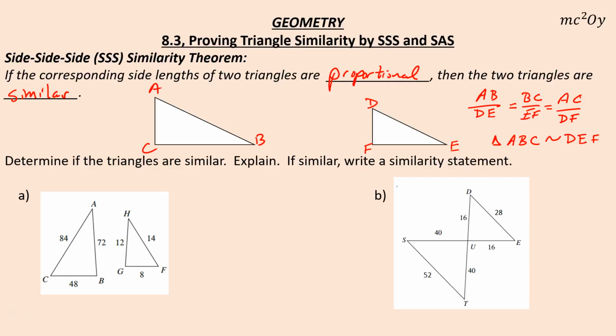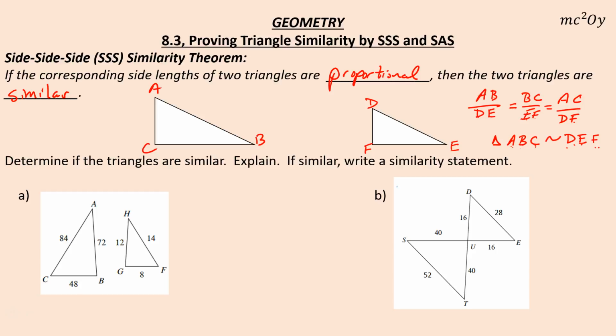And the order in which you put the letters matters here, right? AB, DE: first position, second position, first position, second position. BC, second, third, EF, second, third. AC, first, last, DF, first, last. So it's a way to kind of read your statements there. All right? So, determine if the triangles are similar. Explain. If similar, write a similarity statement.